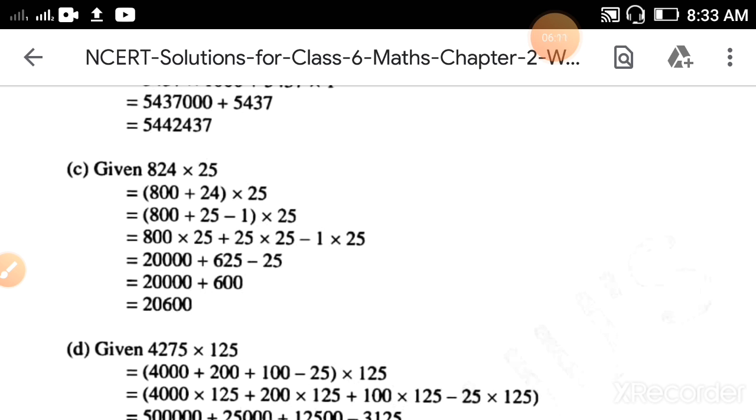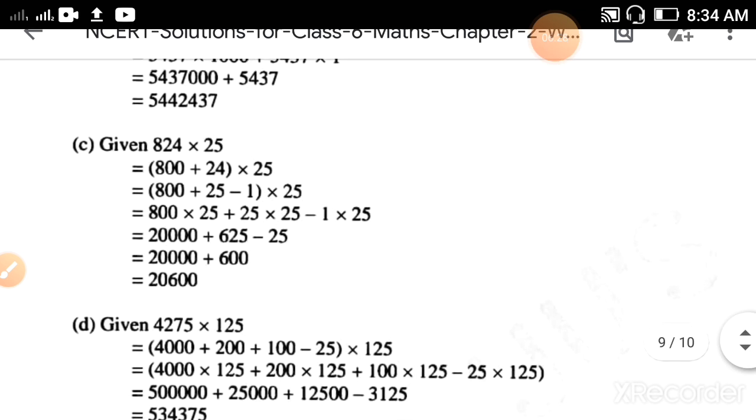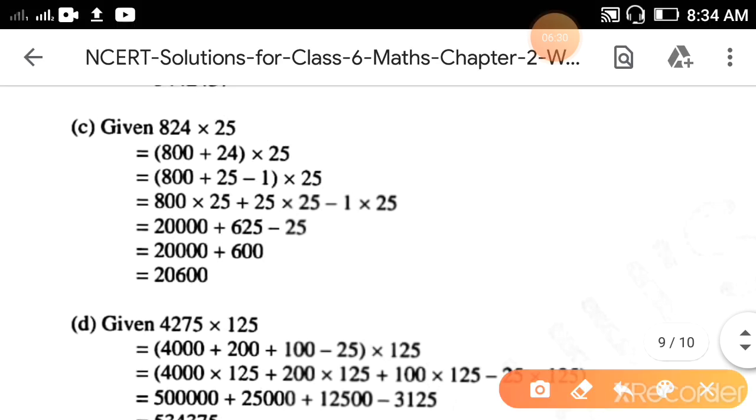Next, C, 824 into 25. Now 25, you can write as 20 plus 5, or 824, you can write as 800 plus 24. Here it is given that 824 is written as 800 plus 24.